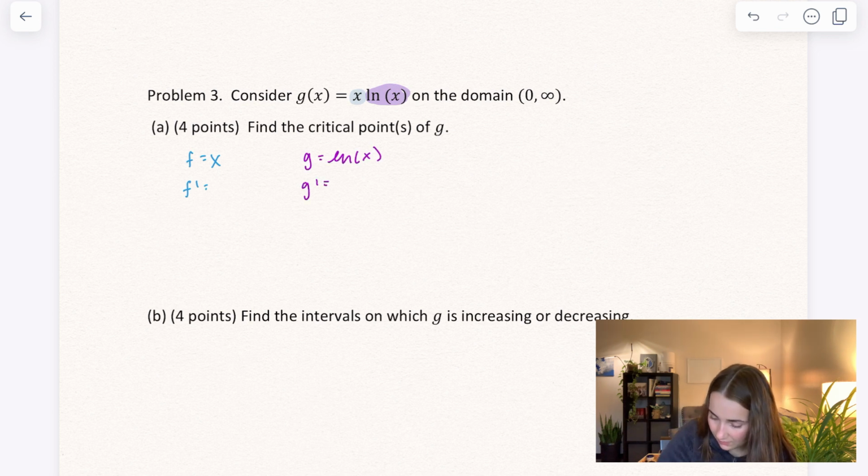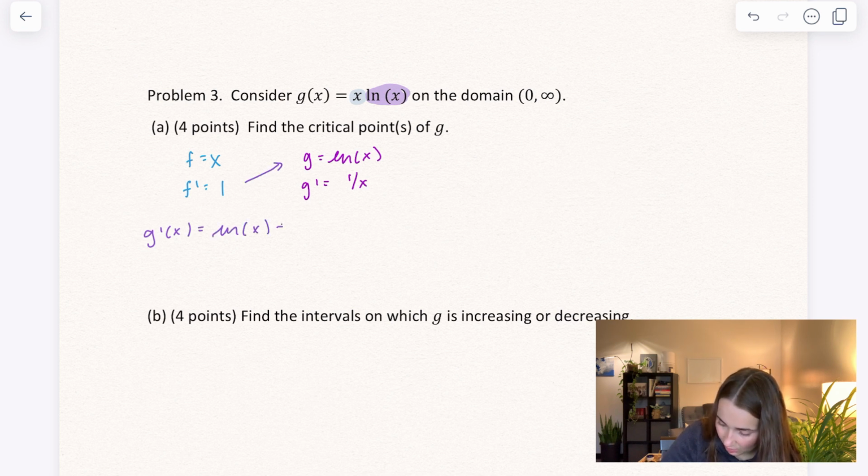Okay, so the derivative of x is just going to be 1, and the derivative of natural log of x is going to be 1 over x. So let's go ahead and find g prime of x, and this is going to take the cross product, so 1 times the natural log of x, and we're going to add on the other cross product, so that's just x times 1 over x. We could simplify that down a little bit, natural log of x plus 1.